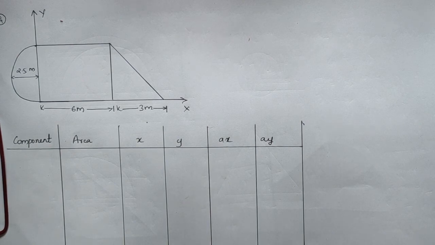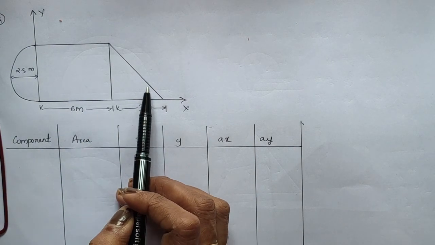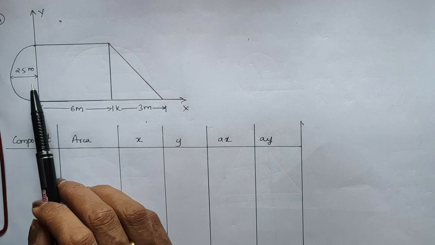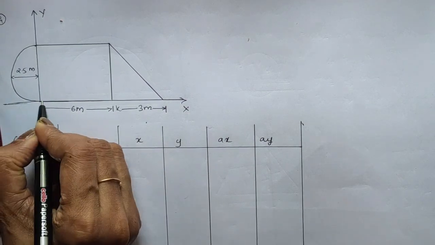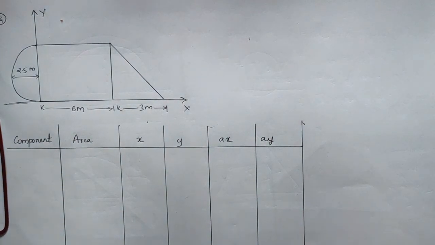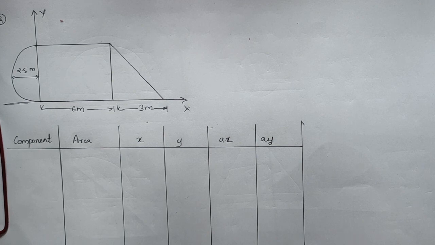With the given figure, you can easily understand that only the rectangle and triangle lie in the first quadrant, whereas the semicircle is lying in the second quadrant. So the x value of the semicircle is in the second quadrant, which means it becomes negative. We should be very careful while writing the x distance for the semicircle. So let's begin the problem.